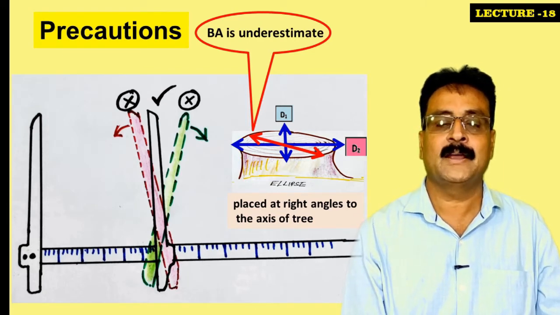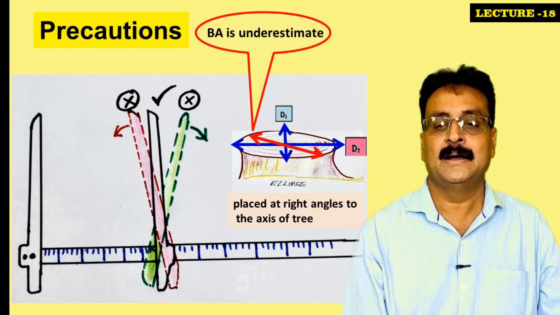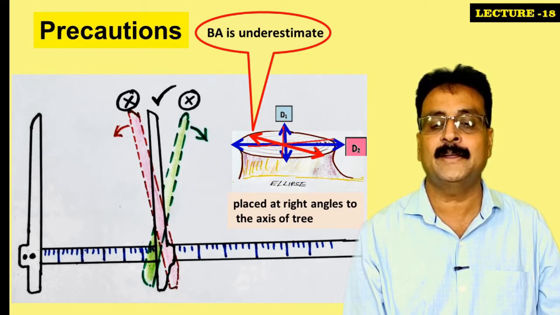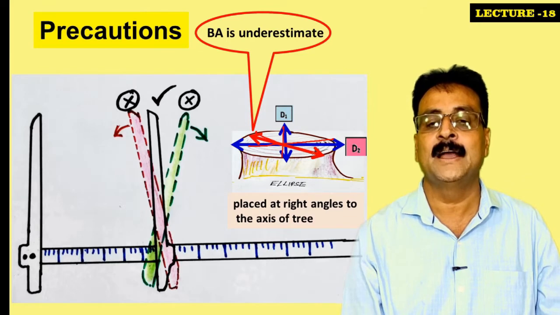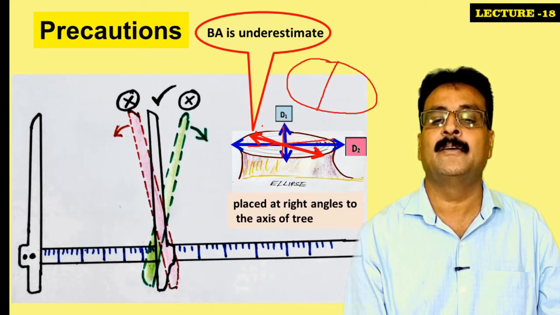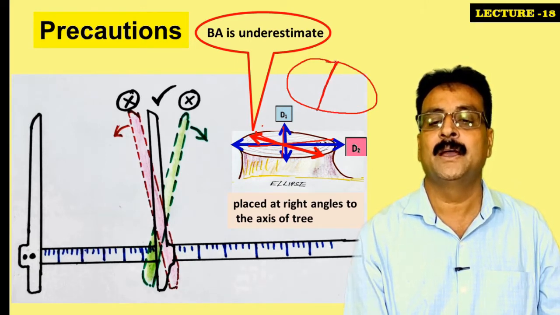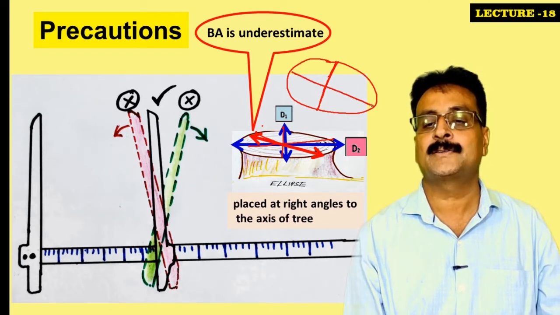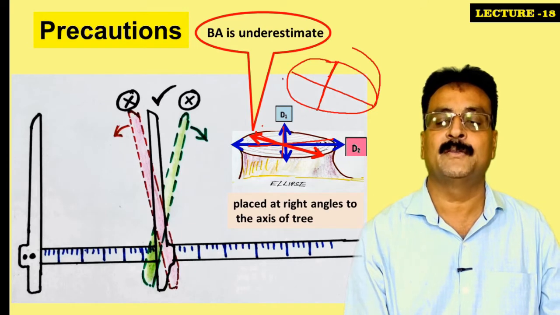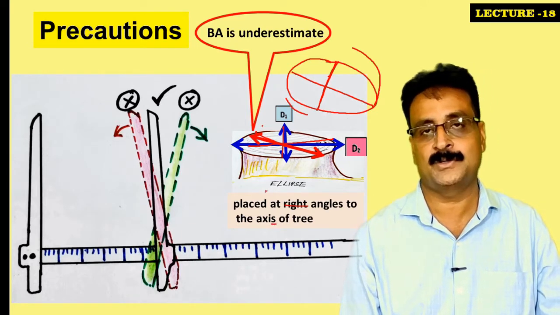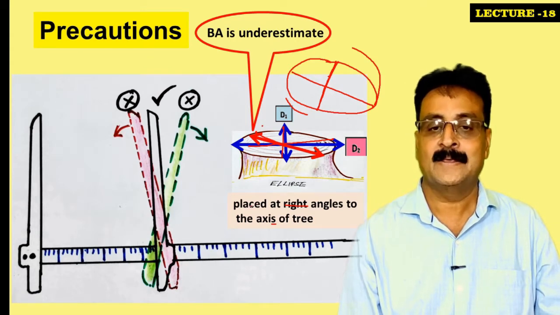For example, when we consider the basal area, we should go for a right angle. If we don't go for a right angle and we slightly turn it, it will be either underestimate or overestimate. For example, if we take only one diameter from here, it may be an underestimate because it is the minor axis. If we take the major axis, then it will be an overestimate. So we have to place it at the right angle. This is a very important precaution when we use a caliper.